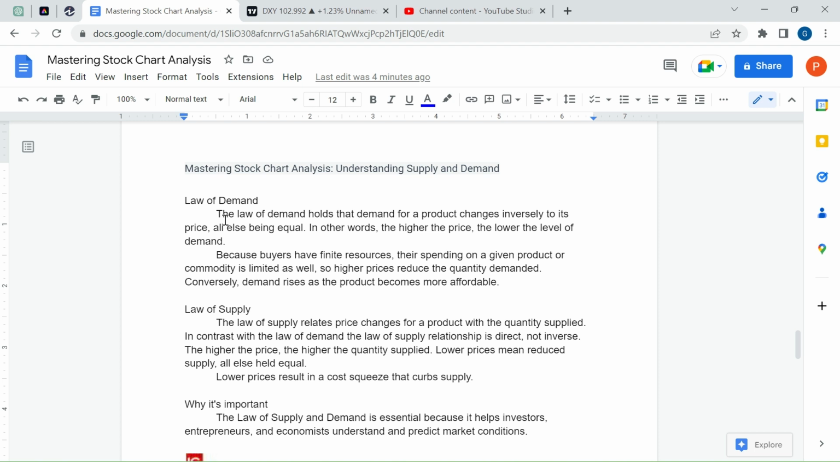The law of demand holds that demand for a product changes inversely to its price, all else being equal. In other words, the higher the price, the lower the level of demand. So that means as price rises, demand usually decreases. Because buyers have finite resources, their spending on a given product or commodity is limited as well. So higher prices reduce the quantity demanded. Conversely, demand rises as the product becomes more affordable.